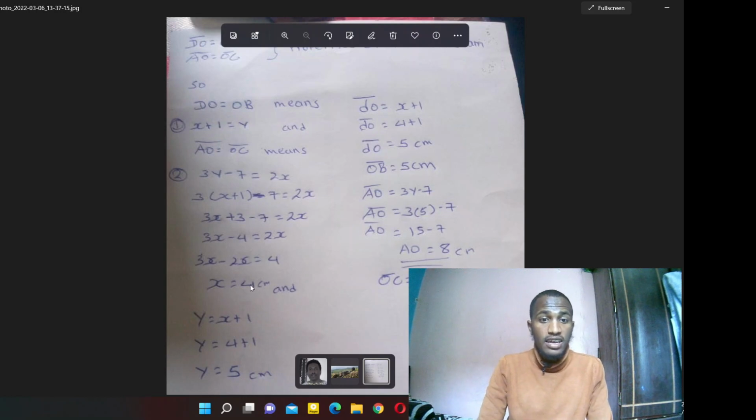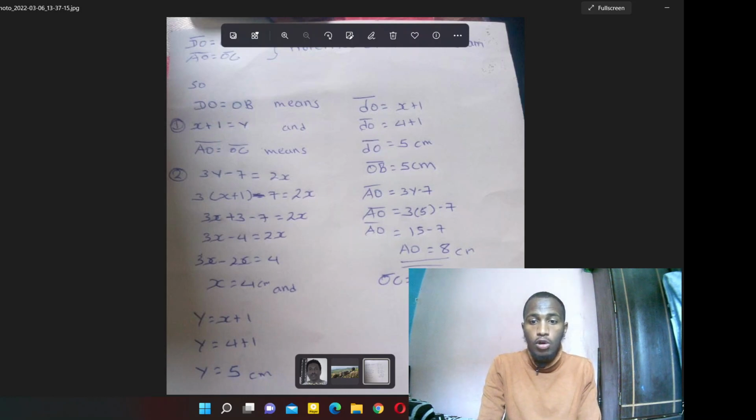After we get 4, it's simple to find the value of y. Based on the first equation, we have y equals x plus 1, right? Here, we have given already this. So x is 4, and y equals 4 plus 1. We got y 5 centimeter. So DO, we are given x plus 1. So we got 4, right? So DO is 4 plus 1, 5. It's not a side, it's half of a diagonal, sorry. So DO is 5 centimeter, and OB will be 5 centimeter because DO and OB are equal.